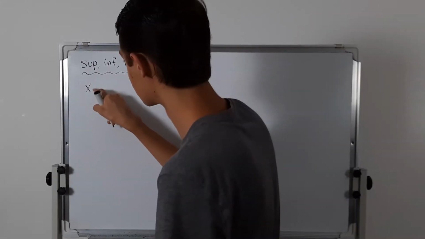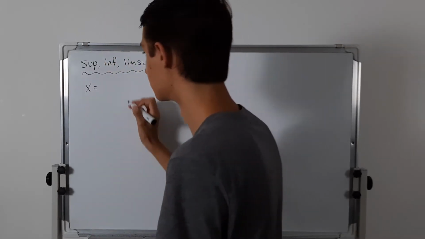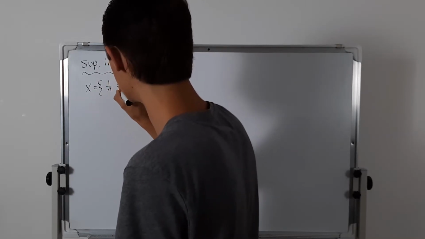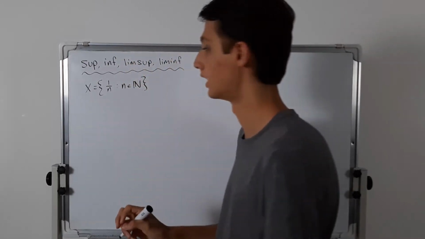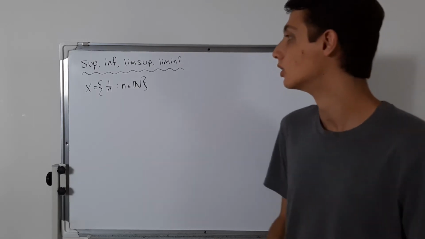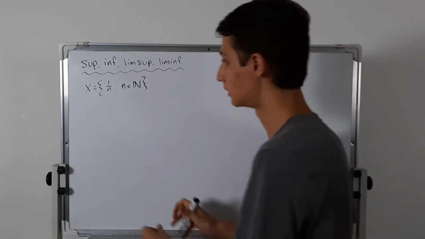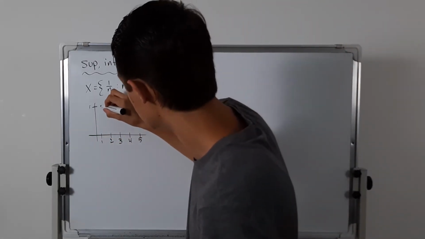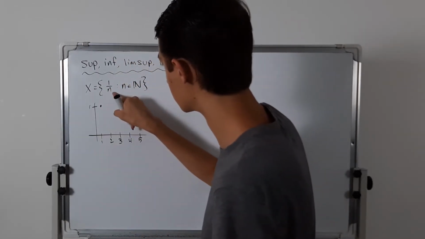I'll call the sequence X, and I will say it is equal to, I don't know, 1 over n for n in the natural numbers. And for this video, I'm assuming that 0 is not a natural number, okay? So this is our sequence X, and let's plot it. Let's start with n equals 1, that's going to be up here. n equals 2 is going to be 1 over 2, so a half.